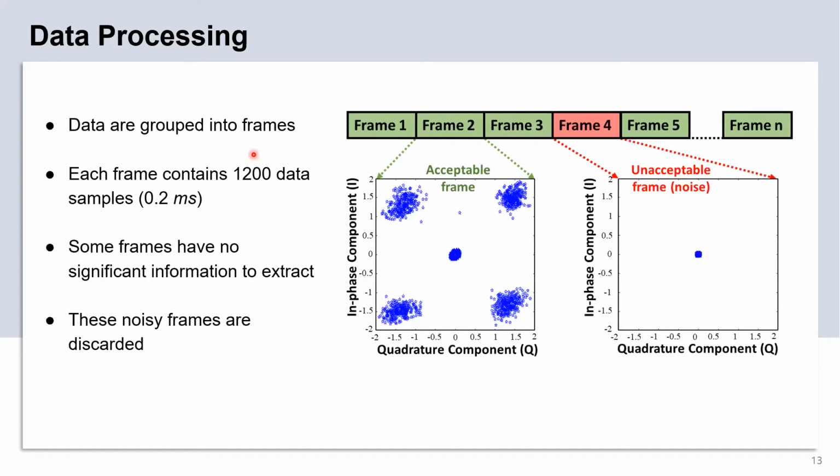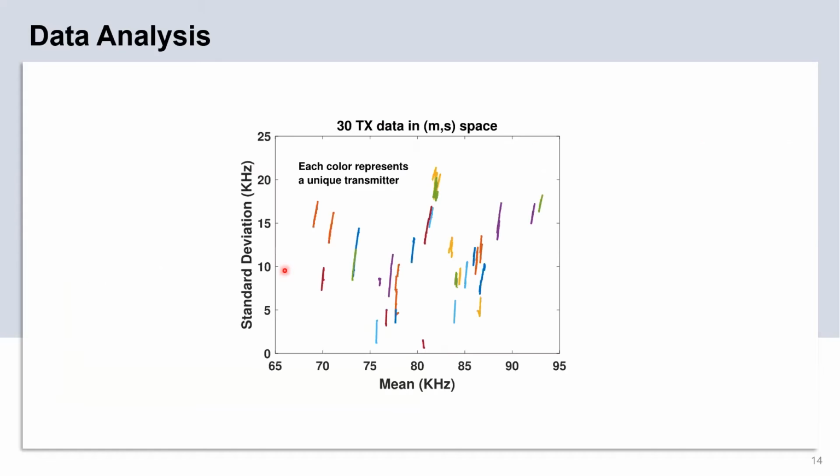Okay, the collected data samples are grouped into a number of frames, each containing 1200 samples. We found that some frames only contain noise, as shown in this red frame. So this is not usable and the noise frames are discarded, and from the usable green frames, we calculate carrier frequency offset. Our analysis begins with the plotting of mean and standard deviation of carrier frequency offset from all 30 devices in a 2D mean and standard deviation plot.